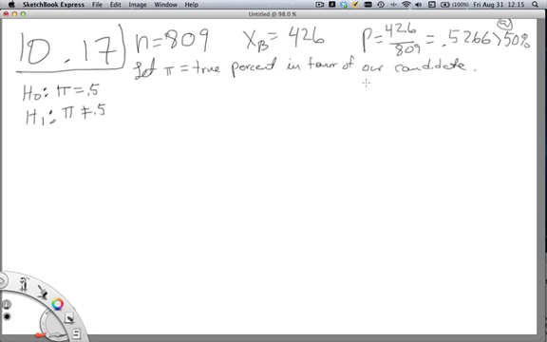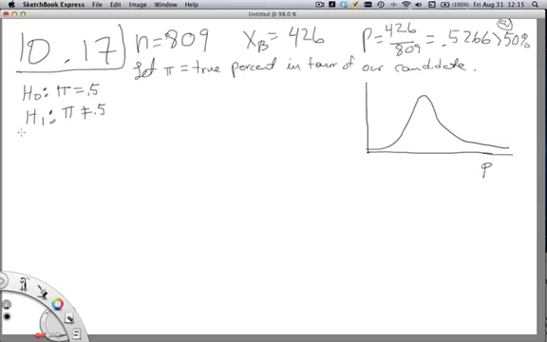So let's go draw what we have here. This is the sampling distribution of the percent. And it's going to be roughly normal. How do I know that? Well, n times p is greater than 5, n times 1 minus p is greater than 5. The normal approximation ought to be plenty good.